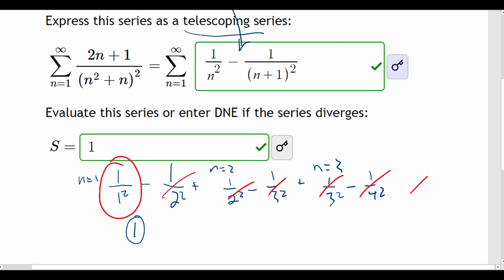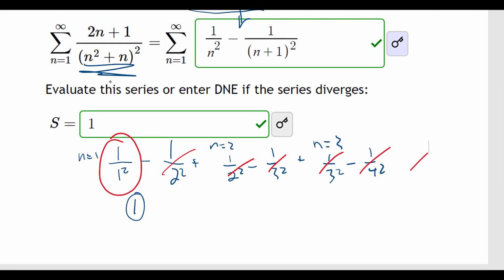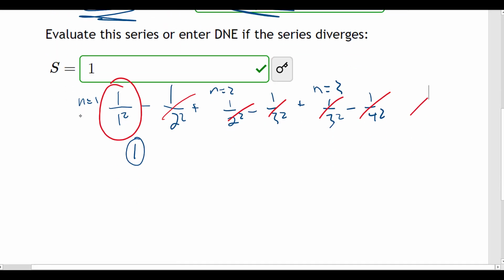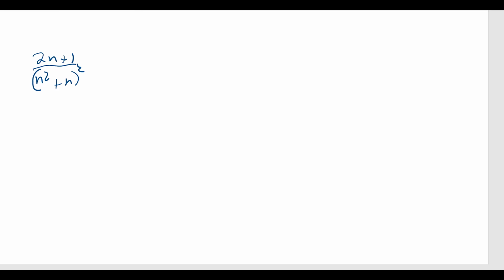But what I want to show you is how to make this look like this, using some of the skills we've already learned. It may not be obvious getting there. Starting with 2n plus 1 over n squared plus n squared, it's real tempting to go ahead and do an n squared plus n and then an n squared plus n squared with the respective terms one degree lower on top. But there's a reason we can't do that. It's because this isn't factored.